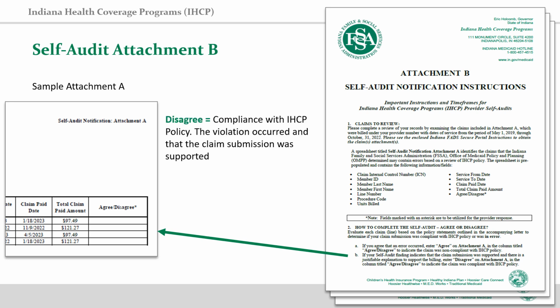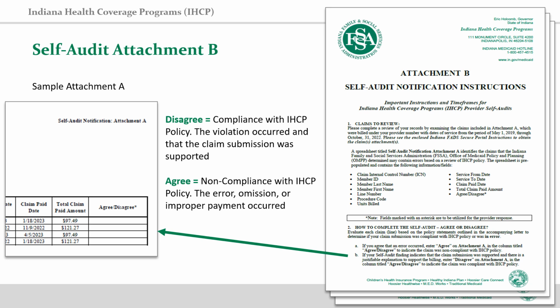If you believe the claim was both supported in the medical record and billed appropriately, you will enter Disagree in Attachment A for that claim line. This indicates to IHCP that the claim was compliant with the IHCP policy. Medical records are to be submitted for these claim lines, and you must provide a case-by-case explanation. For your convenience, a separate page is included with the SAN letter to provide these case-specific explanations. If you believe the claim was not supported in the medical record or billed incorrectly, you will enter Agree. This indicates to the state that you believe the claim was not compliant with IHCP policy.